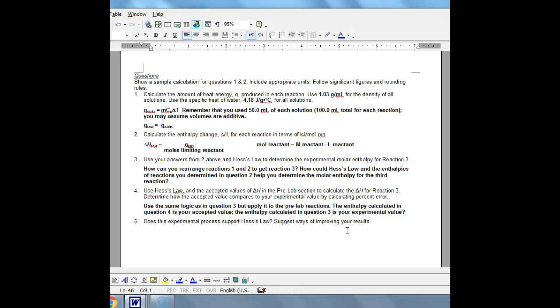Did it support it, yes or no? And then what were things we could have done to help improve our results? Are there other ways to make sure that the energy is conserved? What are things you could have done experimentally to perhaps collect better data or more accurate data? Think about things like that. So hopefully that helps with this lab.